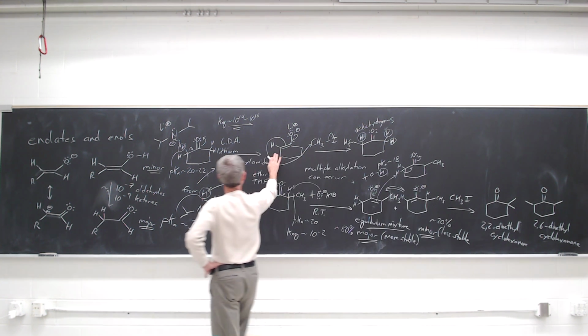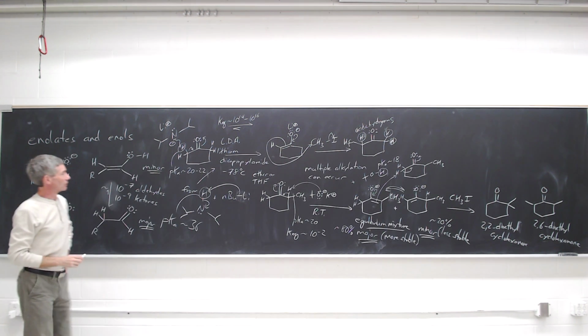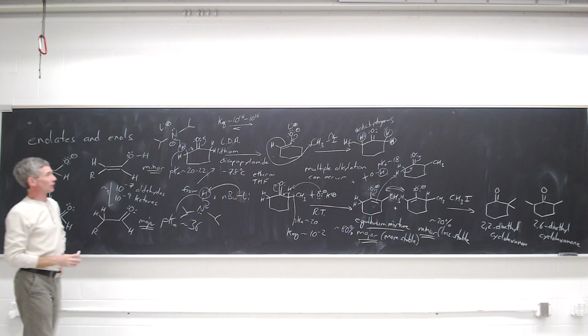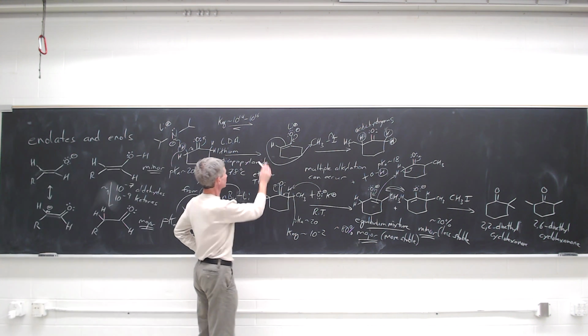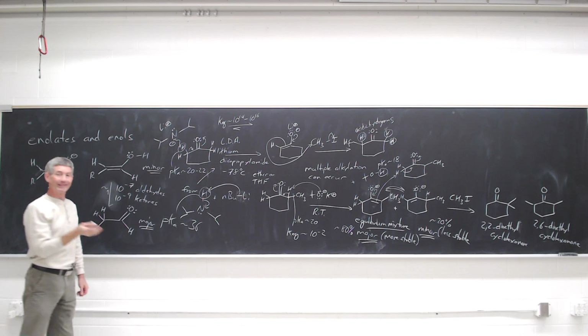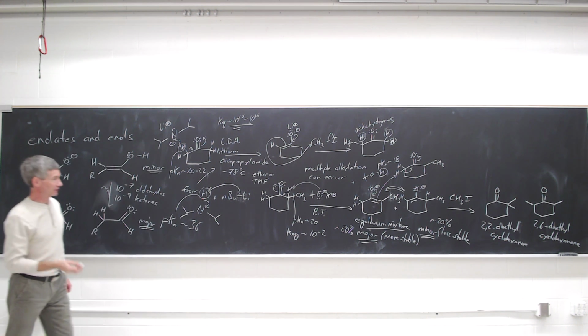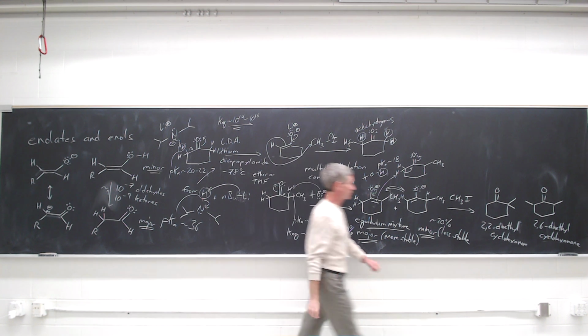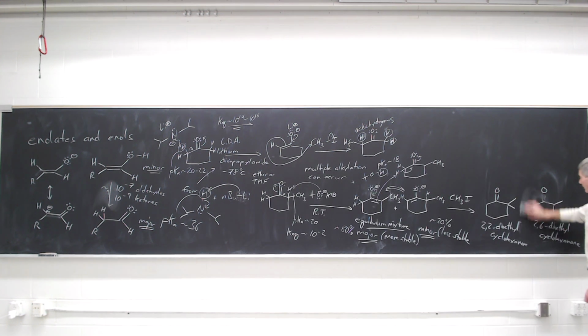In the case that we have on the top here, where we have lithium diisopropylamide, which is a very strong base, we can potentially keep it at minus 78 degrees, preventing it from forming that mixture of enolates. So there are some complications to enolate alkylation.